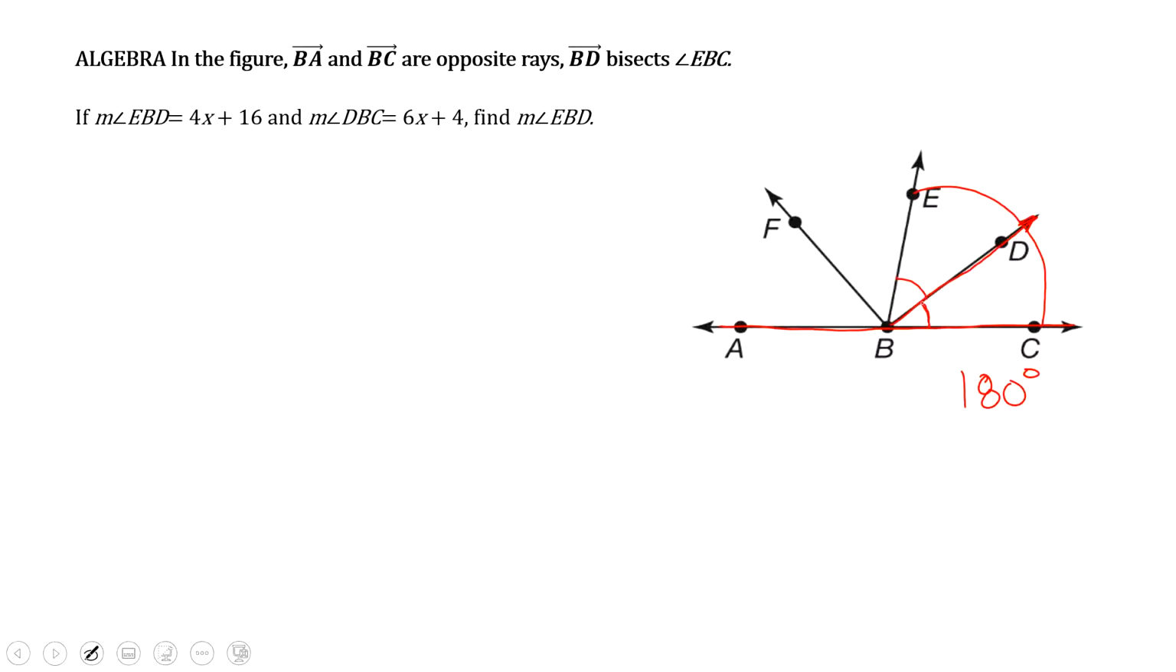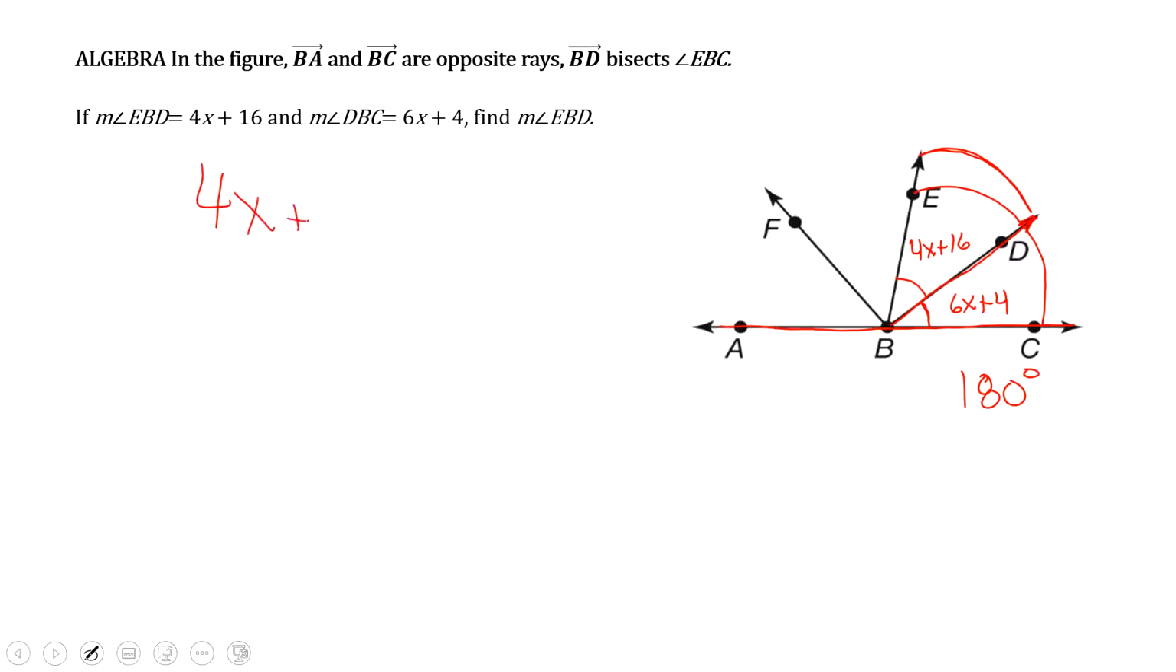So those 2 parts of the angle are congruent, and that's what they're having us find. They tell us that angle EBD measures 4x plus 16, so I'm just going to write that right in here. 4x plus 16. They also tell us that DBC, the other side, equals 6x plus 4. And they want us to find the measurement of angle EBD. So like I said, we know that's a bisector. I know those 2 angles equal each other, so we just set up our equation.